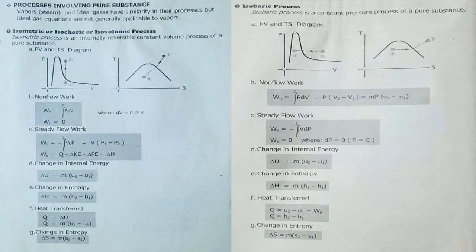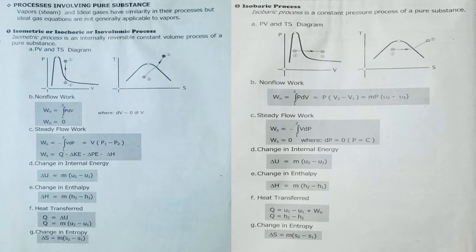Steady flow work mo, with this equation, integrate mo, you can arrive with this. V is equal to P1 minus P2. V quantity P1 minus P2. Or Q minus change in kinetic energy minus change in potential energy minus change in enthalpy.